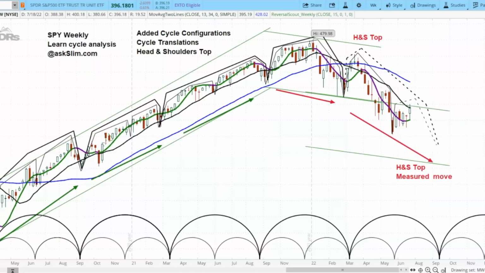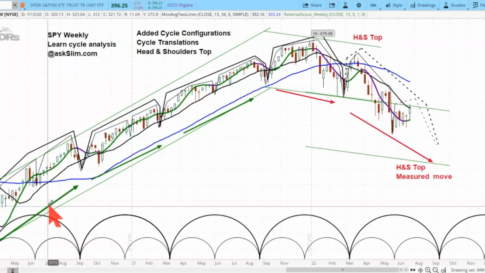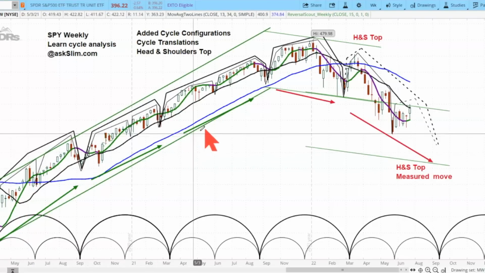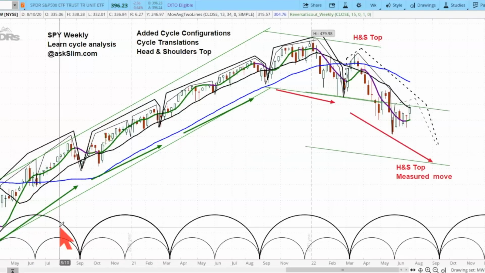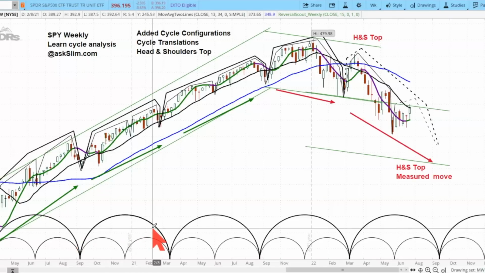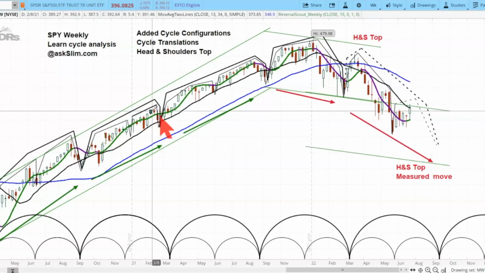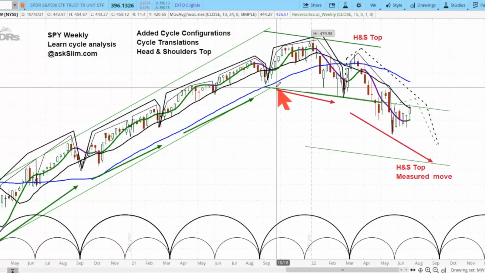Here you can see right over here is the next phase, and I'm showing configurations and cycle translations and the head and shoulders top as that formed. So this you can see are what we call configurations. As right in here the market was moving up, each of these cycles was positively configured. Each of them peaked on the right side of the cycle, which means that they were positively translated. When you have a positively translated cycle in a bullish configuration, that says the next cycle will go to a new high, as it did here and here and here. But look what happened here.